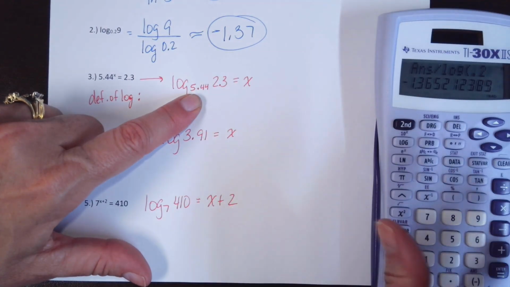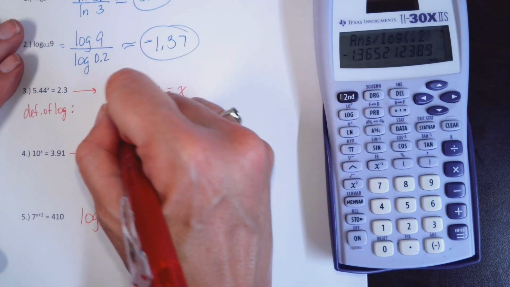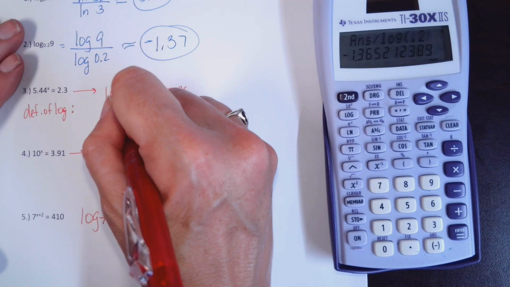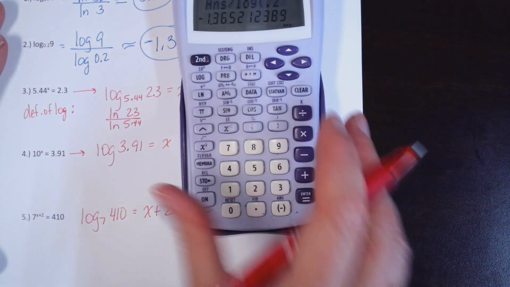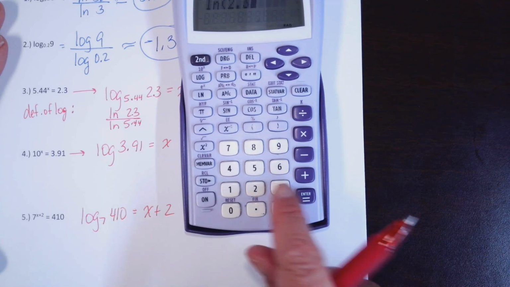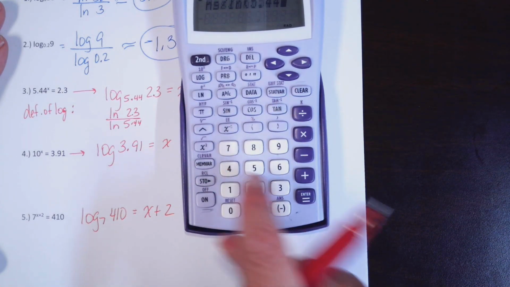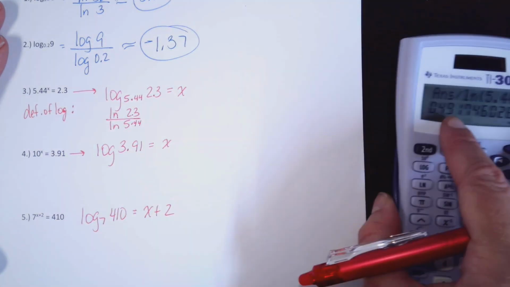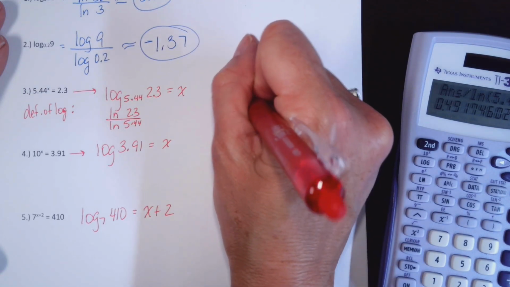Alright, change of base formula here. This is natural log or common log. Base goes on bottom. So if I do natural log of 2.3 divided by natural log of 5.44, I get 0.49. We're doing 2 decimal places, right? So x equals about 0.49.